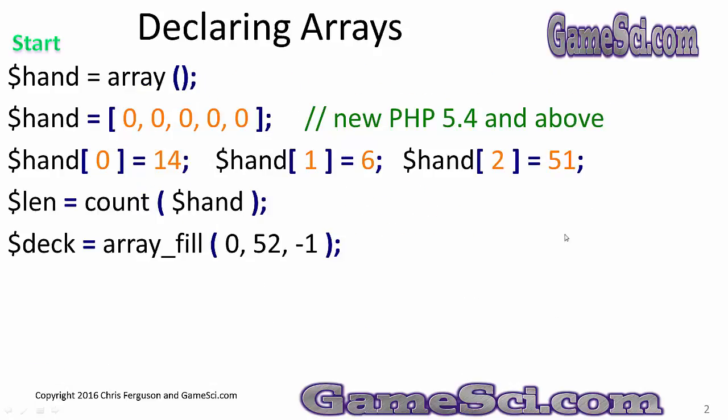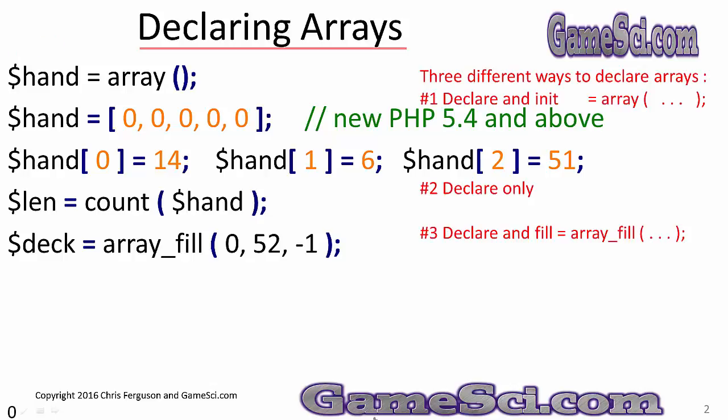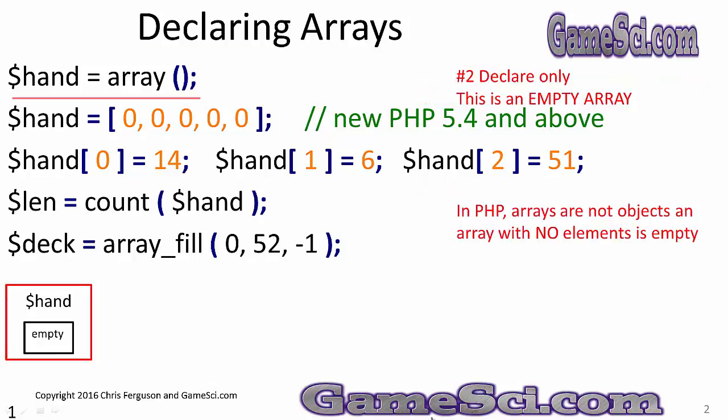Let's look at declaring arrays and the different ways we can declare them. Basically, I like to think of 3 different ways to declare an array. Number 1, we've already seen in a previous slide. That's where you declare and init the array using the array command. You basically declare the array and fill it with initial values. The second way is declare only, which we'll show you on this slide, and we'll show you another option for declare and init also. And then the third way is declare and fill the array, so create an array with a certain number of slots filled with a value. Different ways to create the array at the beginning.